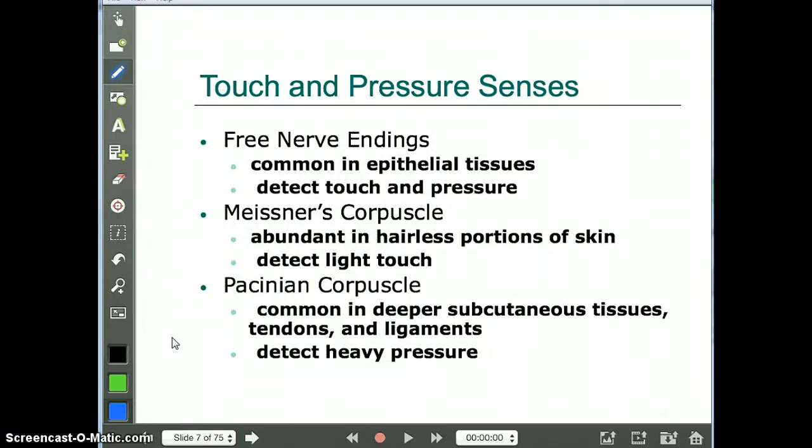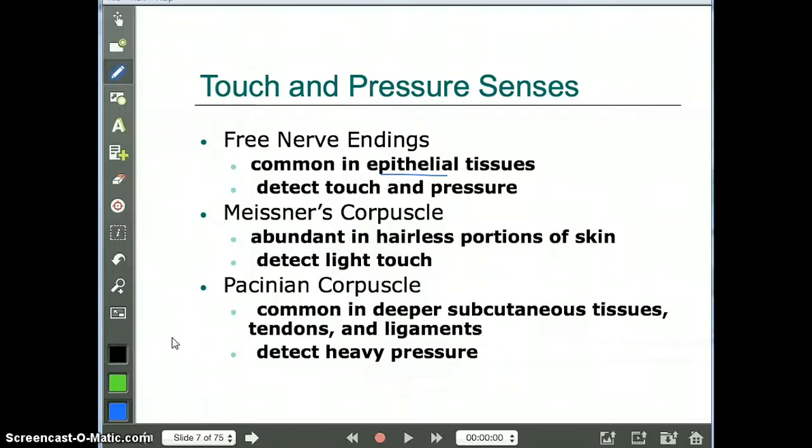Now, if I look at the first types of those somatic senses, we're only going to do this first section today, and that's dealing with touch and pressure senses. We've got a few of them that we're going to cover. The first one being free nerve endings. Free nerve endings are going to be closest to the surface, and they're going to be common in epithelial tissue. They're going to work their way all the way up towards the surface of the skin. Now, they're not going to be in the outermost layer, but they're going to be close, and they're going to be able to sense very, very light touch and light pressure.